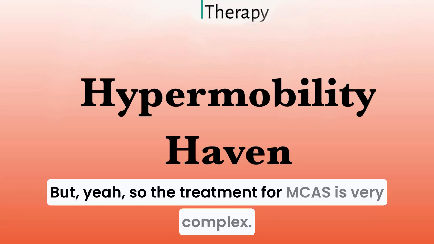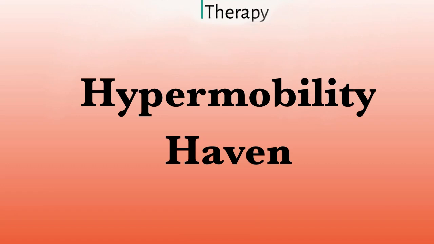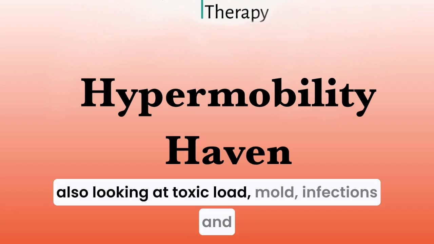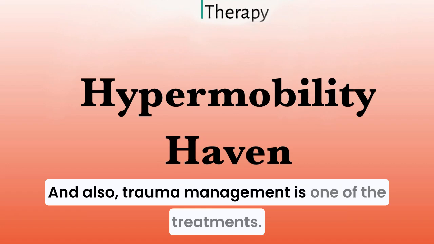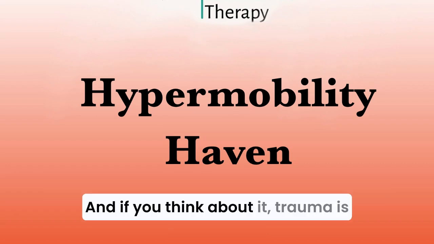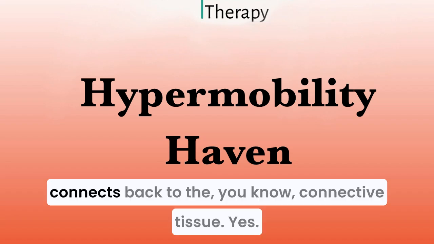So the treatment for MCAS is very complex, obviously. You have to address the limbic system, also looking at toxic load, mould, infections and so on to identify what it could be. And trauma management is also one of the treatments. And if you think about it, trauma is a sort of nervous system reaction, and that connects back to the connective tissue. Yes.